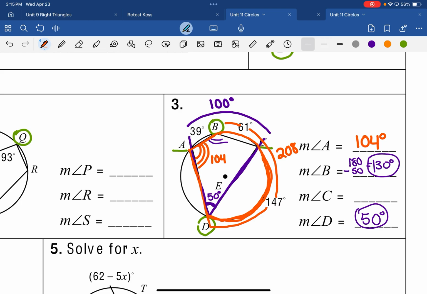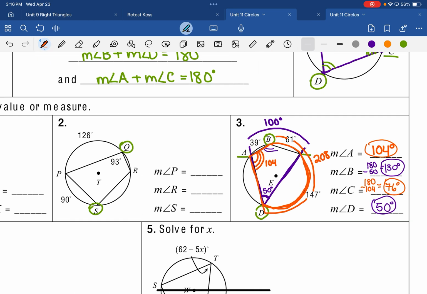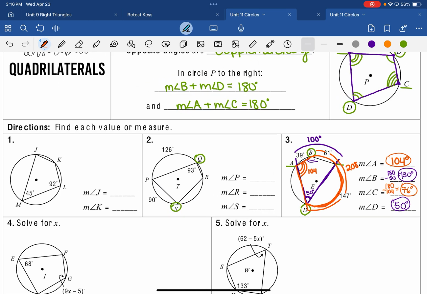And then I'm going to do 180 minus 104 to get you 76 over here. So this one has a little bit more work than just subtracting from 180. You have to use the arcs that are around it. That's the one thing with circles you always want to be looking at: what information does the problem actually give me, and how can I use it?